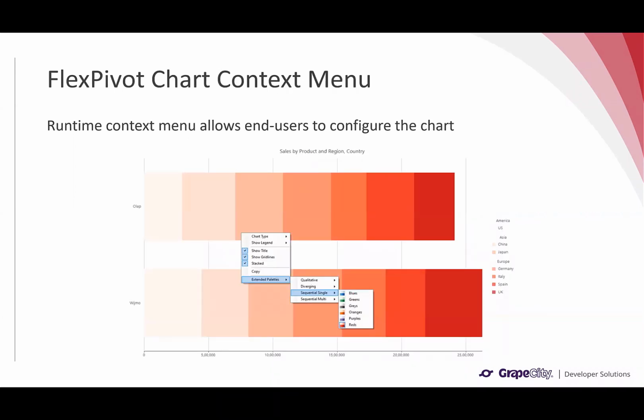And lastly, our FlexPivot chart has a few enhancements. It now supports grouping legends using the legend groups property. So this provides an additional context so that it's easier to compare similar data points in the chart.